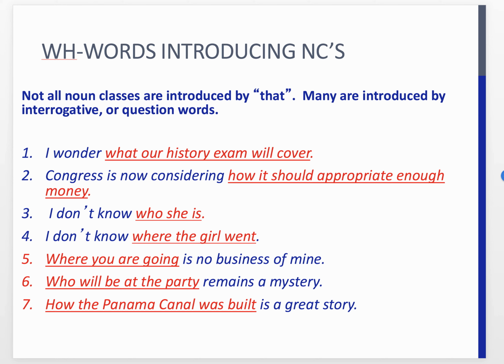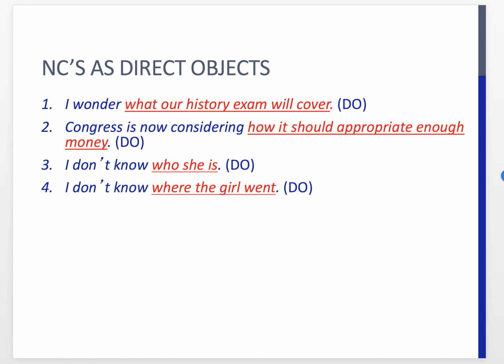Okay, so all of these, 5, 6, and 7, we have where are you going is no business of mine. Okay, so again, we can substitute the pronoun: it is no business of mine. 6, it remains a mystery. 7, it is a great story. So that's the key test here for noun clauses. Can you substitute a pronoun? If you can substitute a pronoun for it, it must be a noun clause.